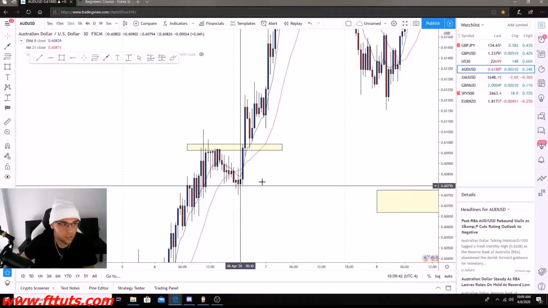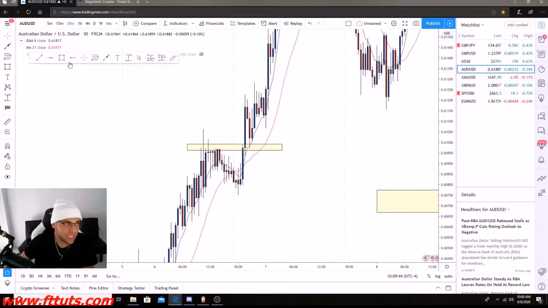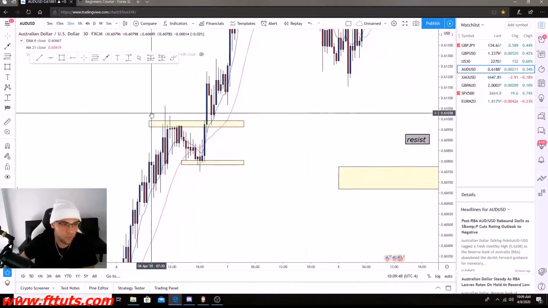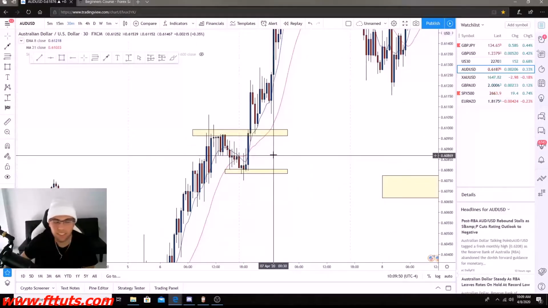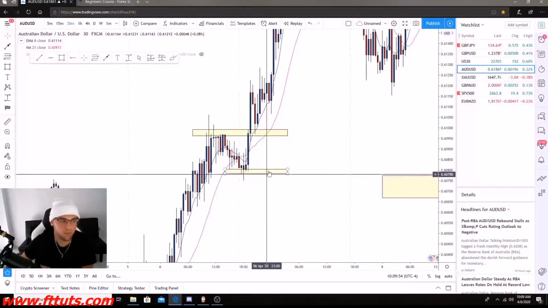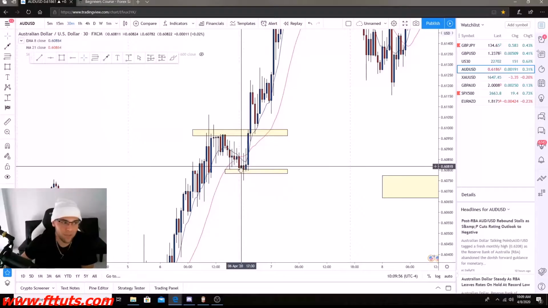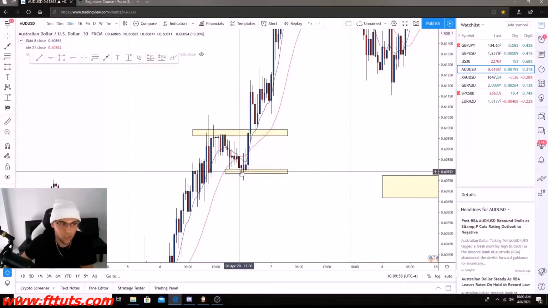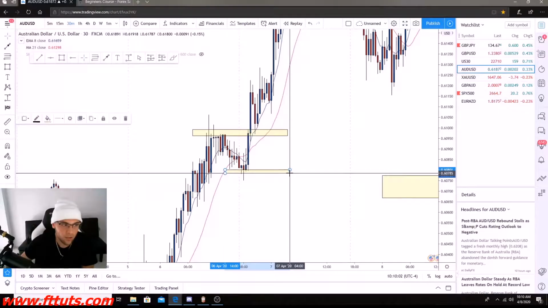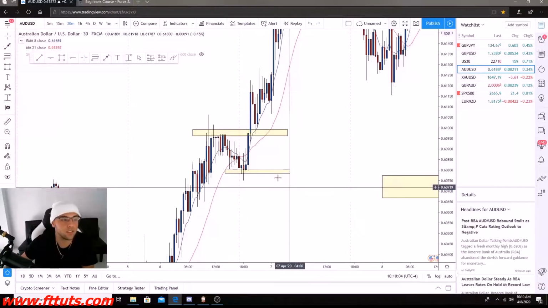But what happened? Price created a form of support right here. Support being the bottom. Basically the same thing as a resistance, but on the bottom. This is a support. Why? Because the price came back down and the candles started to respect this level. So this is our level of support.